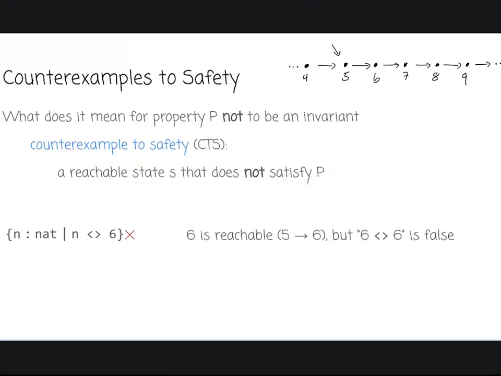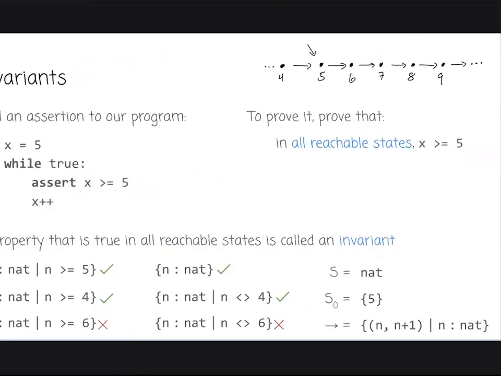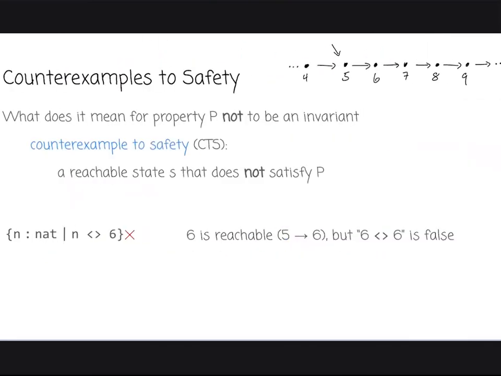Another way of thinking of this is if we were to now draw the possible states that our program is allowed to be in, we get all the numbers except 6, and we're starting from 5, but then our transition system allows us to step into 6. So 6 is reachable, but we're saying we cannot be 6. And let me just note that one way of thinking about invariance is that if something is an invariant, it would be hard to find a counterexample to safety to that invariant.